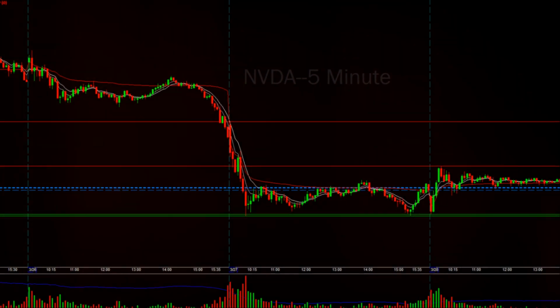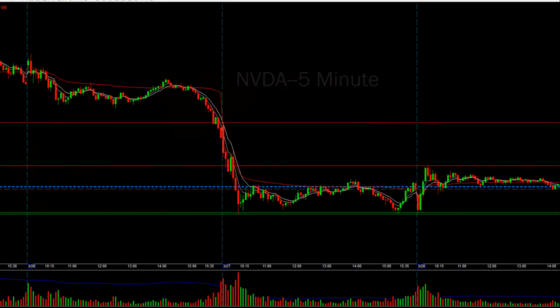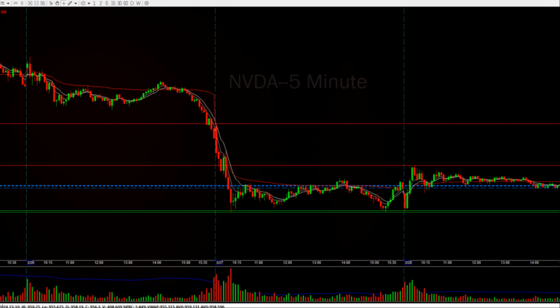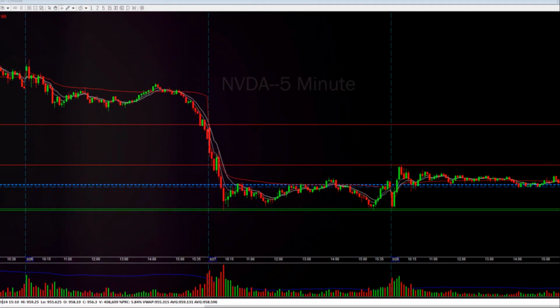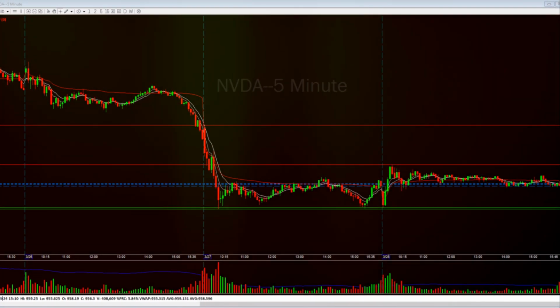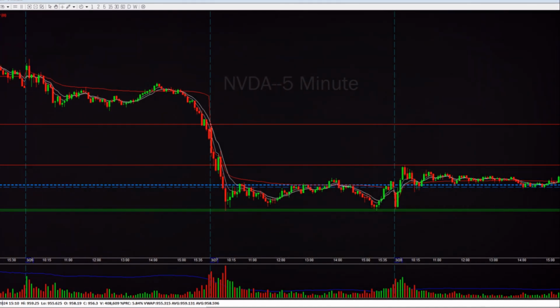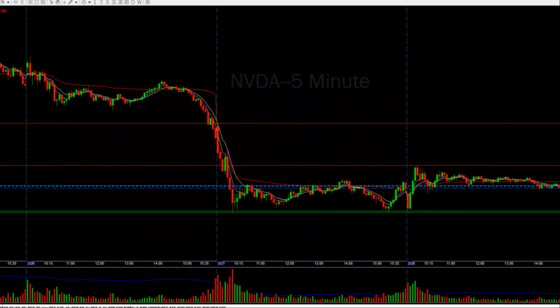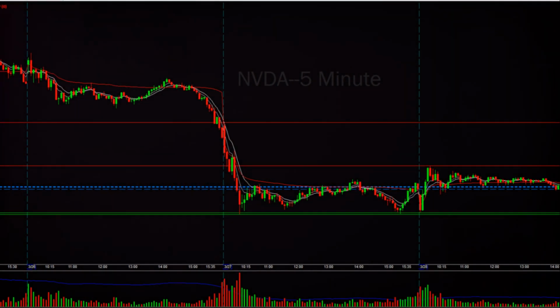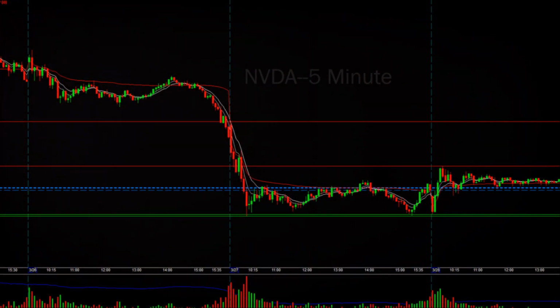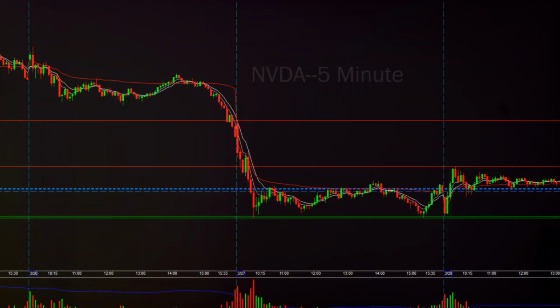Start by marking the high of the previous day and the day before with solid red lines. These lines provide a visual representation of critical resistance levels. Next, draw a solid green line to represent the support levels from yesterday and the day before. These lines will give you a clear picture of the lowest points at which the stock traded on the previous 2 days.